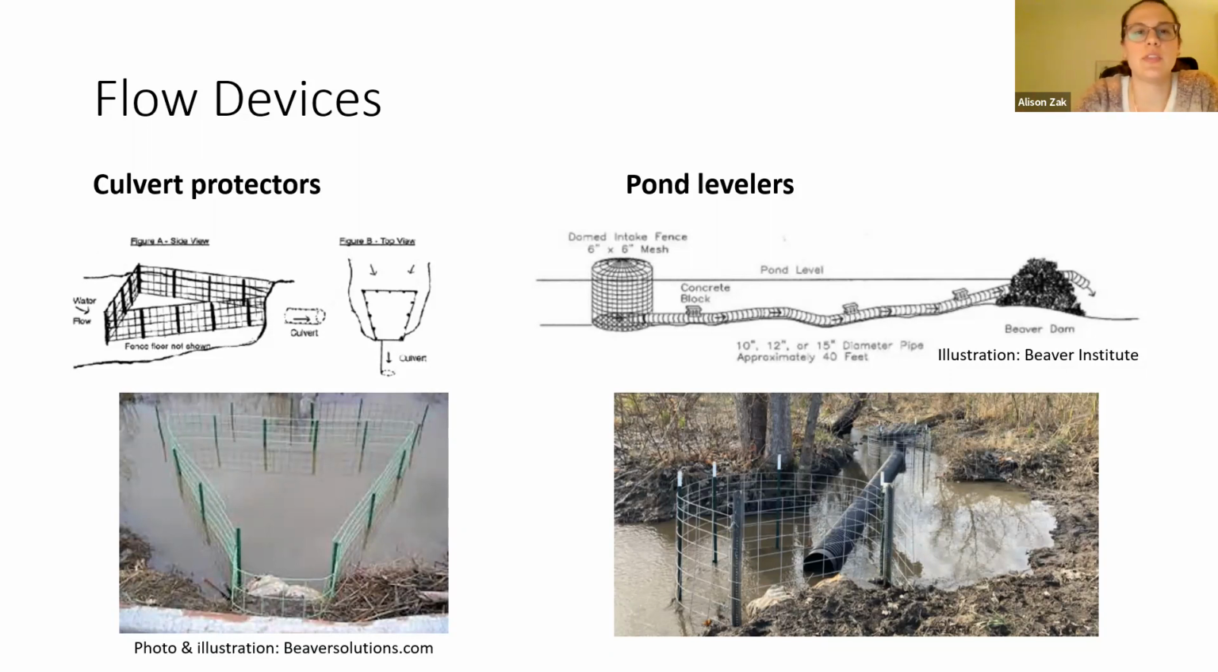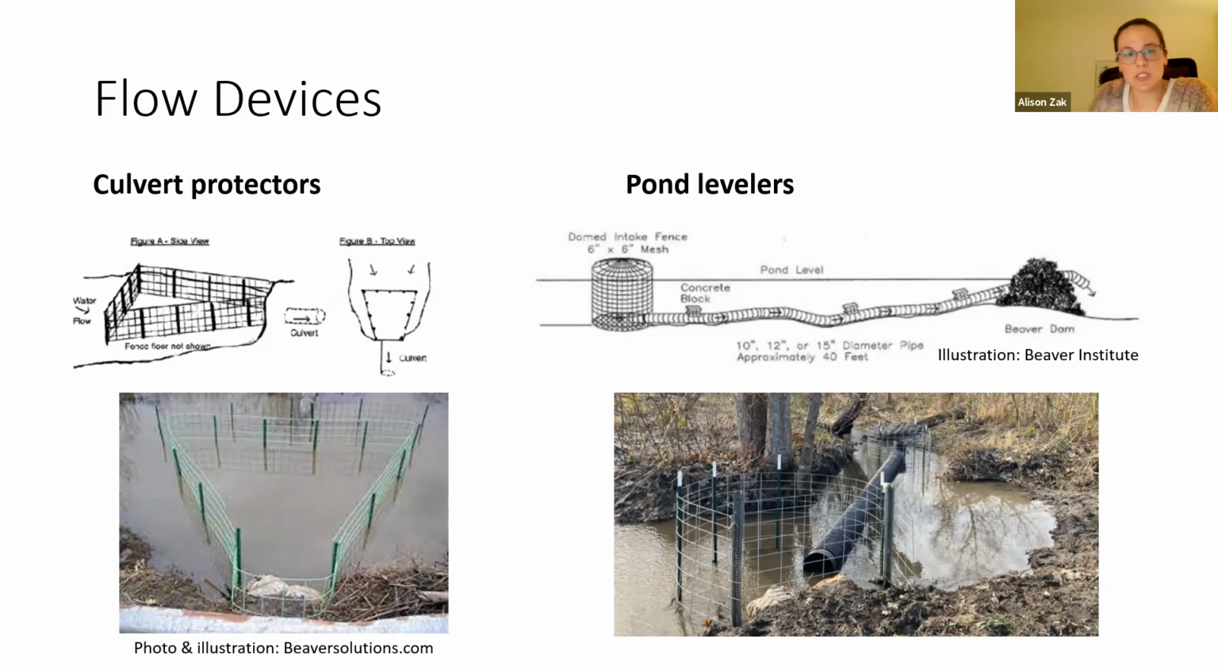You'll see here on the left, the culvert protector type of flow device is what is going to keep beavers from damming up a culvert. If you think about this from the beaver's point of view, a culvert is just a leak in an already functioning dam. It's a little hole and they think, this is going to be great. I can just plug up this one little hole and all the water is going to back up and I'm going to have a great pond. So protecting culverts becomes a very important thing when it comes to coexisting with beavers.